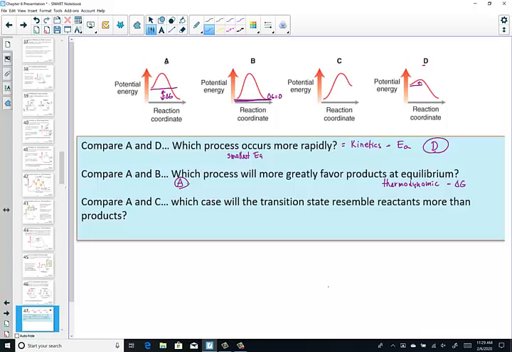Let's compare A with C. Which case will the transition state closely resemble the reactants more than the products? And just think about the distance between the energy hill in letter A, very close to the reactants, and in letter C, very close to the products. So it is A that resembles the reactants, and in case C, it would represent closer to the products. And that's how we interpret those graphs.